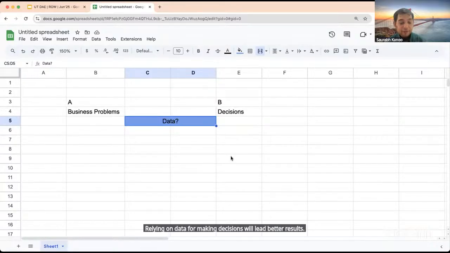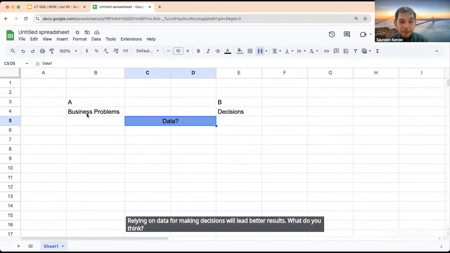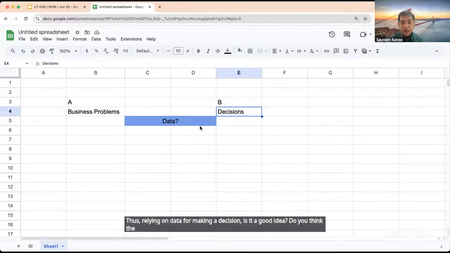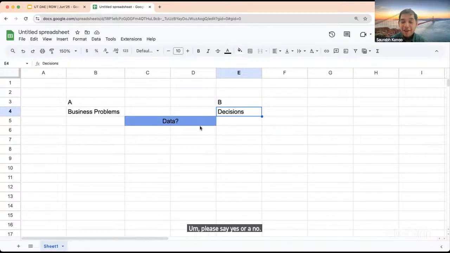What do you think? If I have a business problem, I have to solve this business problem. Does relying on data for making a decision, is it a good idea? Do you think the companies are doing it or should do it? Please say yes or no. I would love to know your point of view.